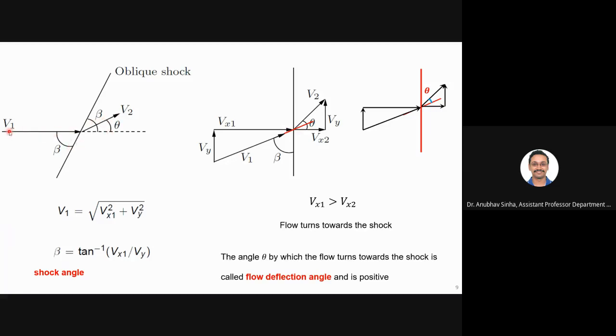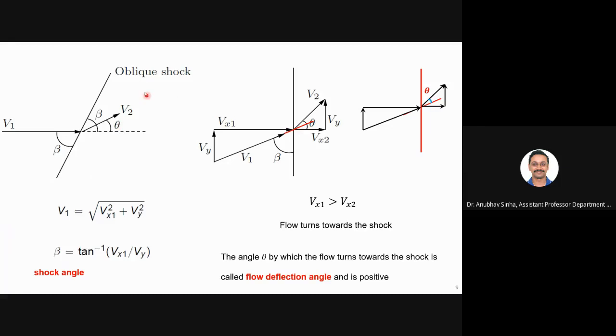So this is the flow direction initially before the shock. Once it passes through the shock, the direction also changes to this V2. Initially, if you remember, when we talked about normal shock, the flow is approaching at 90 degrees and it is leaving at 90 degrees. There is no deflection of that flow, but that is what happens in oblique shock.